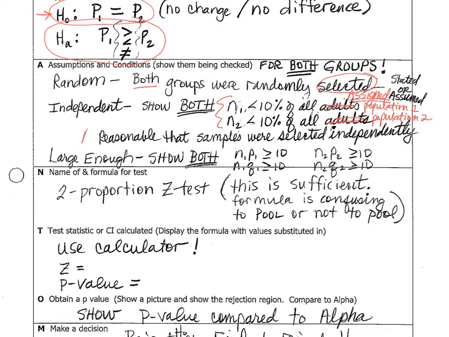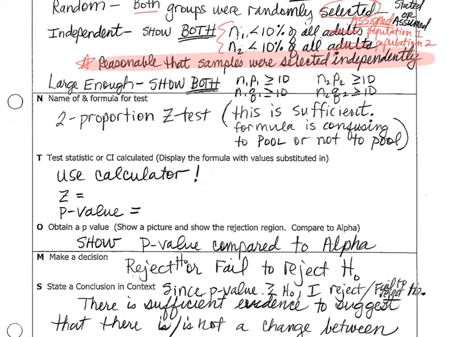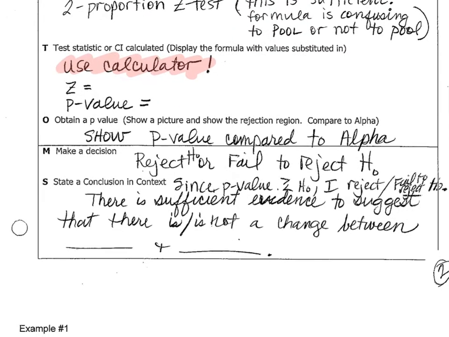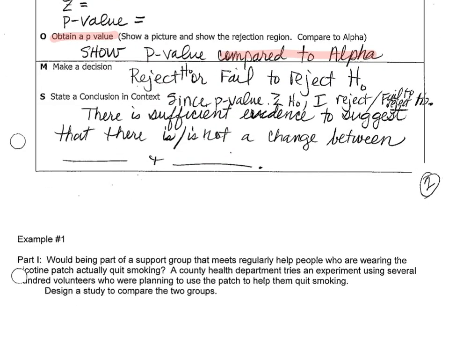All right, here is that new and improved additional thing you have to show. Random samples are selected independently, or the samples are separate from each other. So that's the additional thing. Large enough, we show it for both of them. We will say it's a 2-proportion z-test, and then we get to use the calculator. The calculator will give us a z-score and a p-value. We will then obtain that p-value and compare it to alpha, and then reject or fail to reject, and then make our conclusion. So, that's your phantoms with 2 proportions.